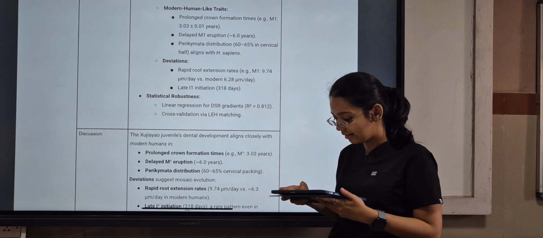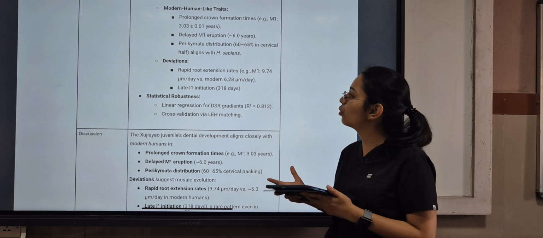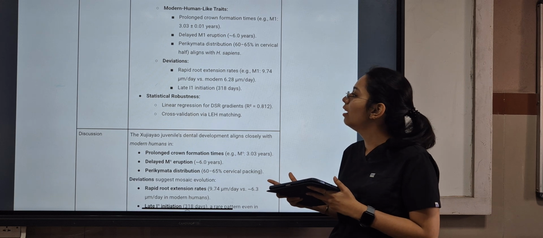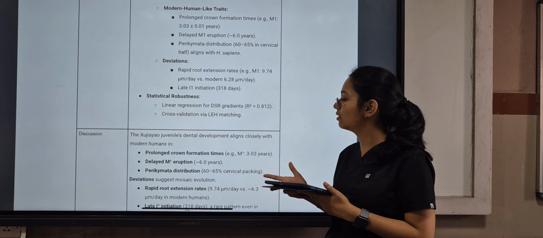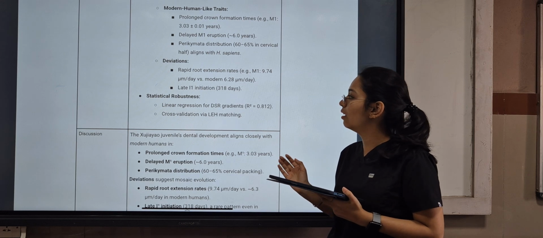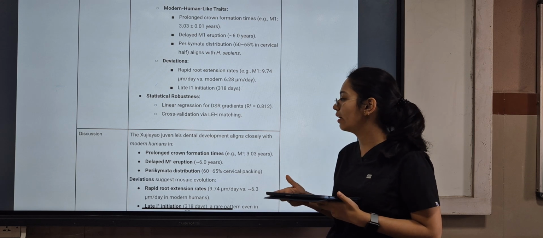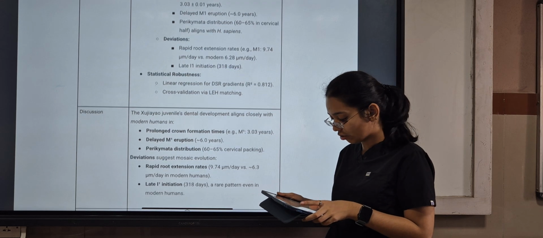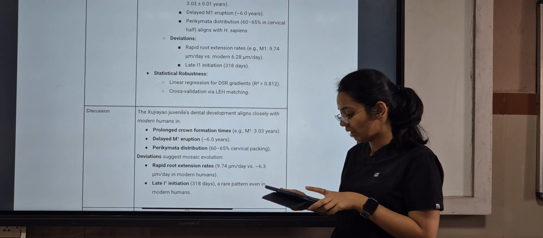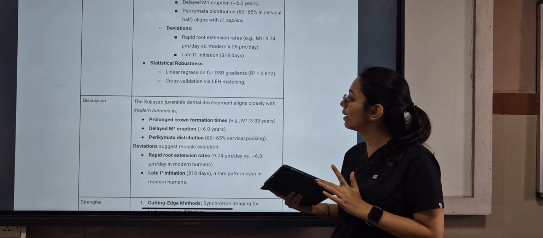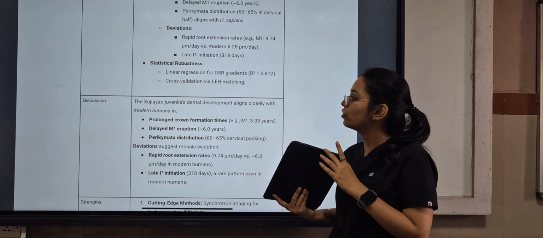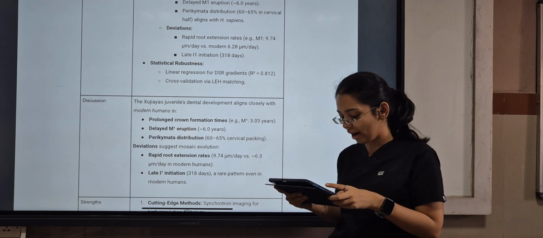Deviations are also noted, that is, deviations in rapid root extension rates are noted, and late lateral incisor initiation was also there. That is, there is a lateral initiation period of 318 days. And the statistical robustness was also put forth, stating that linear regression for DSR gradients was done, and cross validation via LH matching was also done.